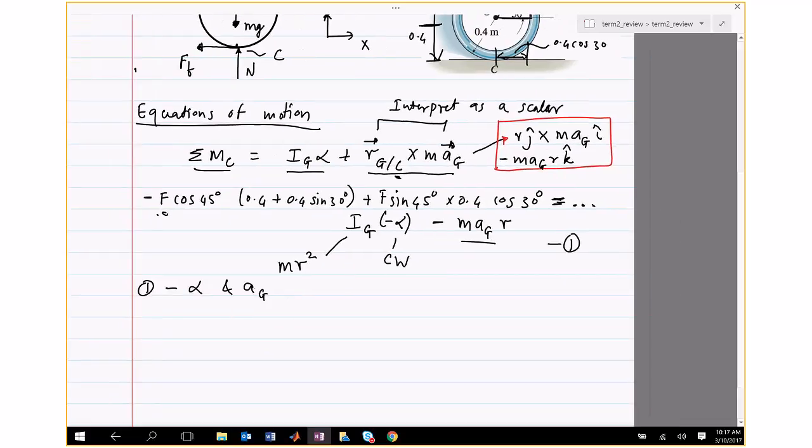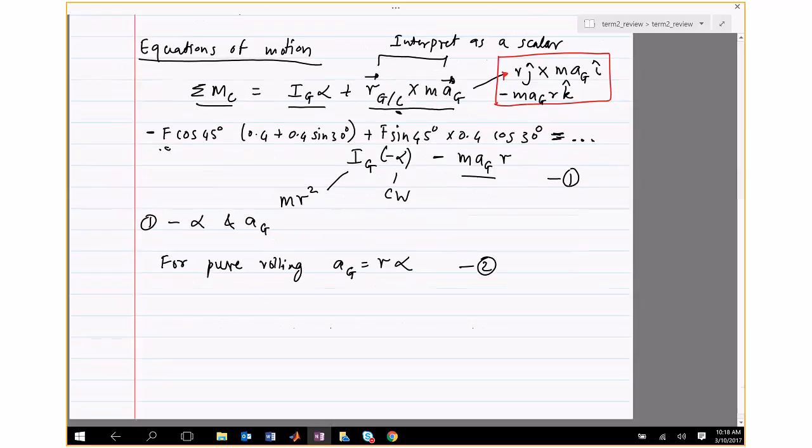So my question to you is, what is that equation? When a disk is rolling or a ring is rolling, what's the relation between linear acceleration and angular acceleration? So for pure rolling, Ag is equal to R alpha. Okay, this is always true. So this is equation 2.